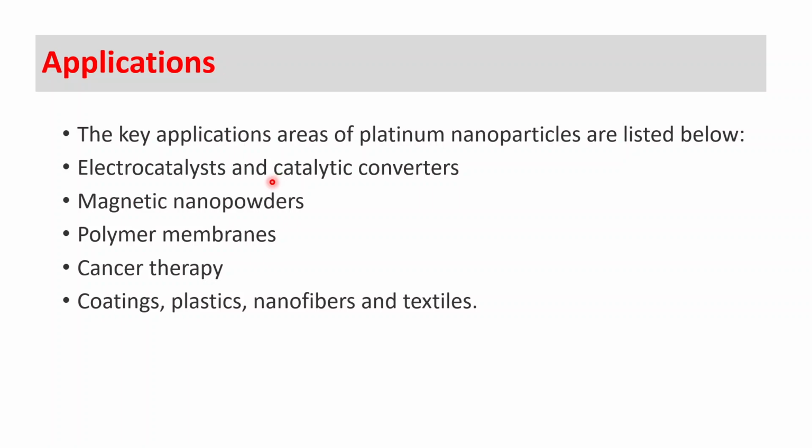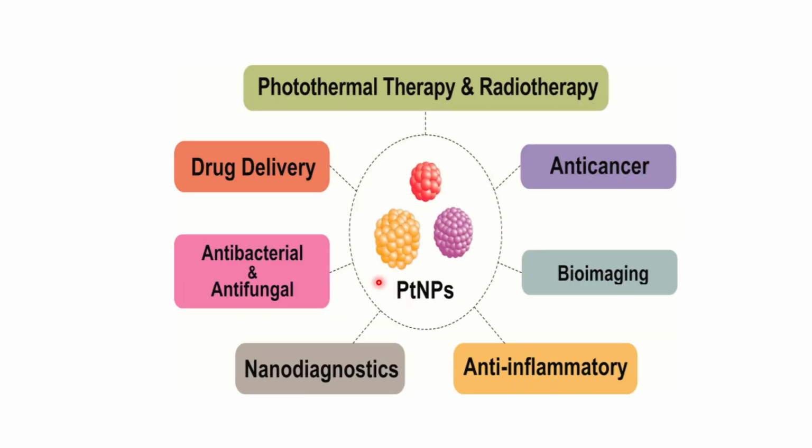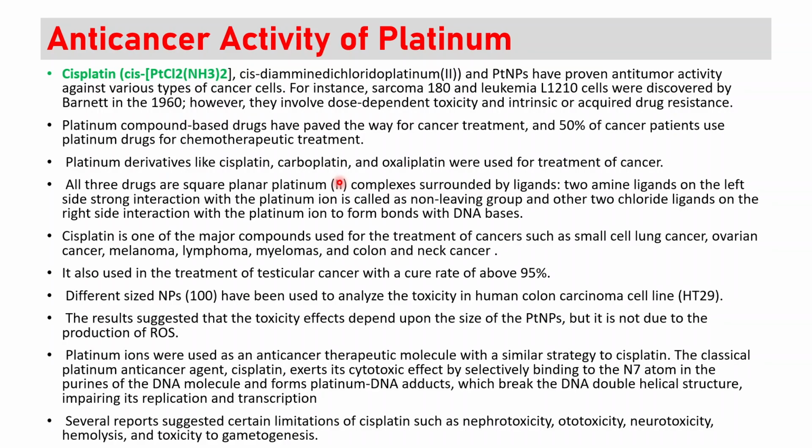It is used as electrocatalysis and catalytic converter, magnetic nanopowders, polymer membranes that can be used in cancer therapy, coating plastic nanofibers, and in textile industries. These are some of the applications listed, especially applications used in the biomedical field, the photothermal therapy and radiotherapy. The platinum nano, as we discussed, is used in anti-cancer drugs, biomedical imaging, anti-inflammatory, nanodiagnostics, antibacterial, antifungal, and lastly in drug delivery.